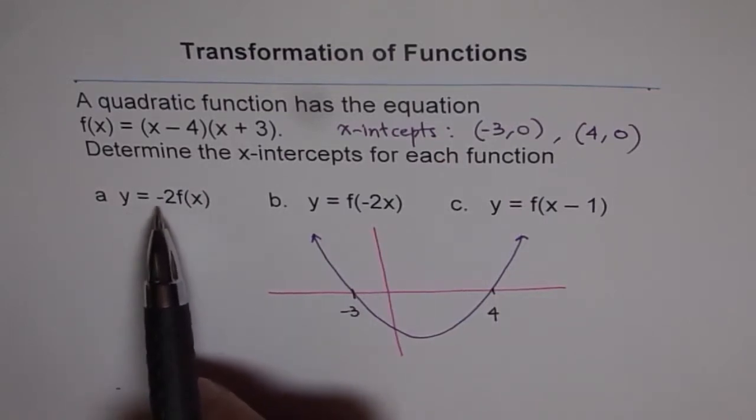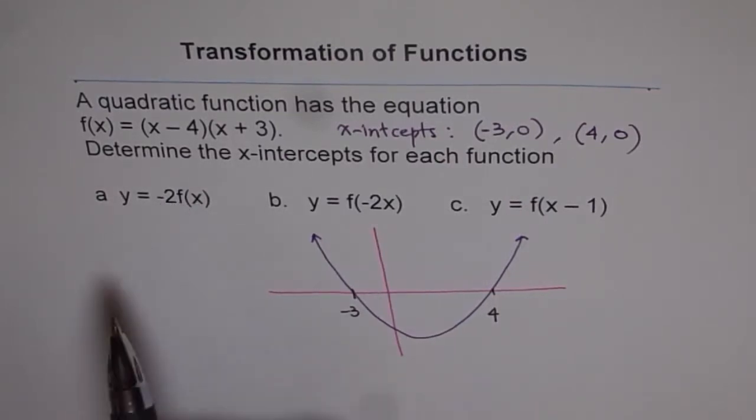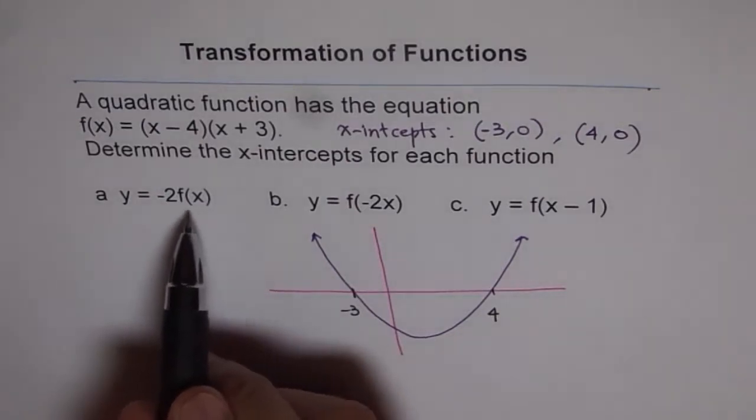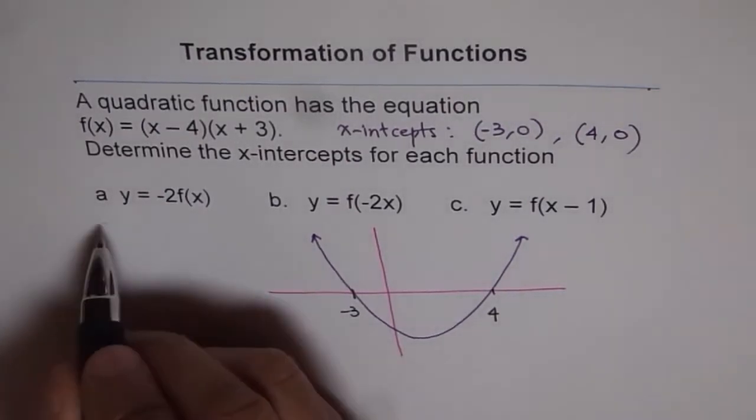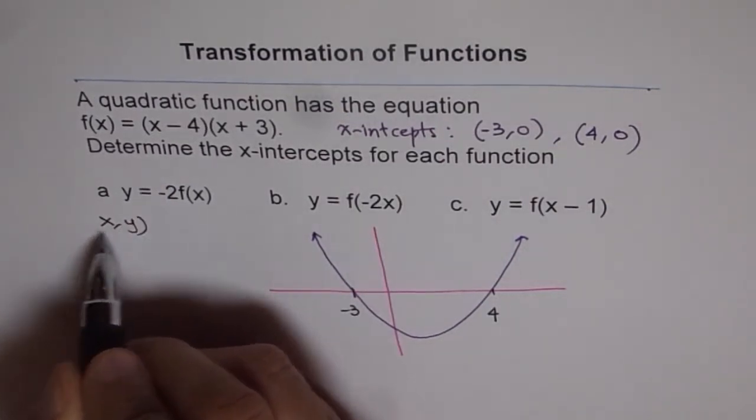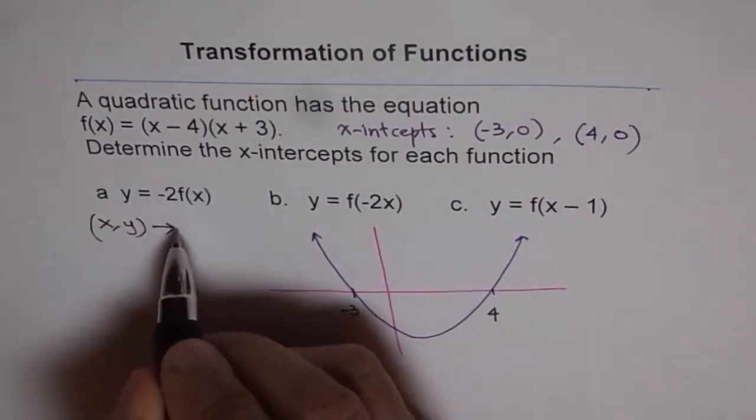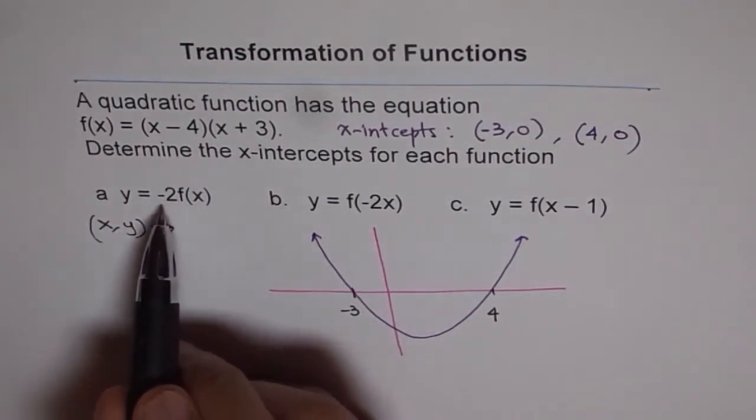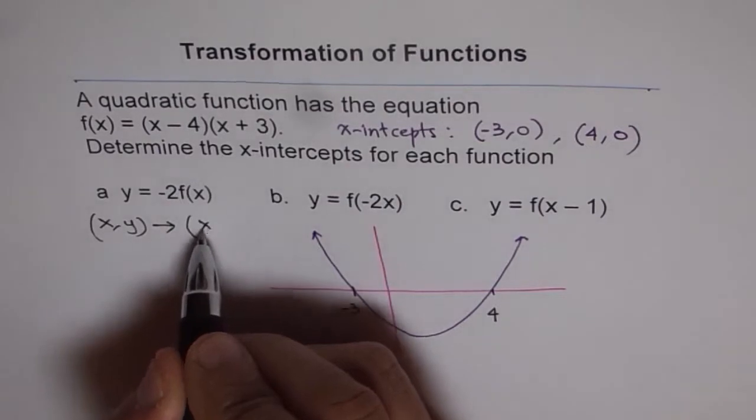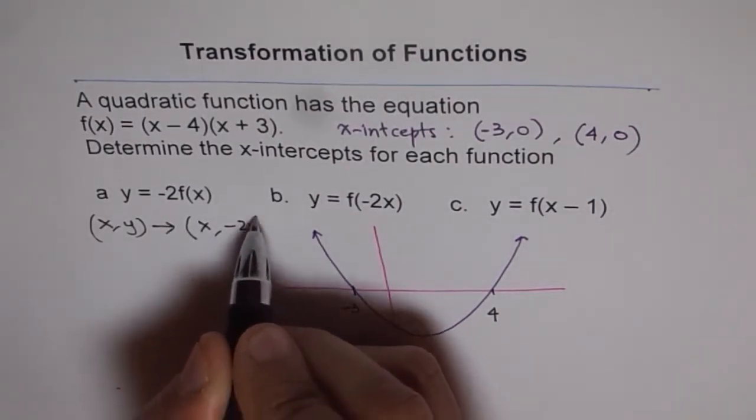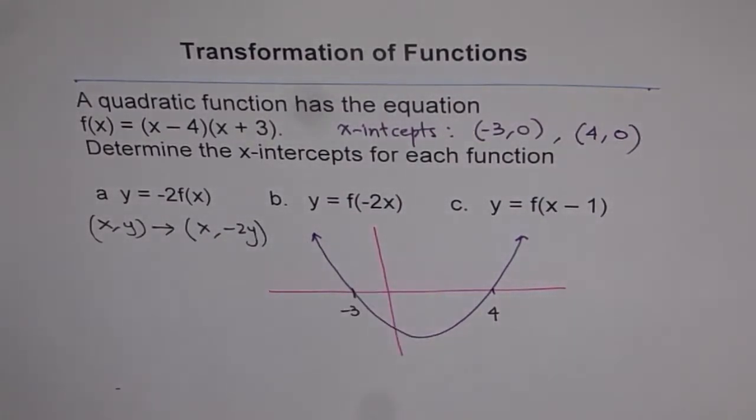The first one is -2f(x). Now if I have this kind of a transformation, then how will the points get transformed? If the original point was at (x, y), then this transformed point will be, as you can see, there is transformation on the y point. So here it will be (x, -2y). That is how the points are going to get transformed. Now, how will our x-intercepts get transformed? This is what we need to figure out.